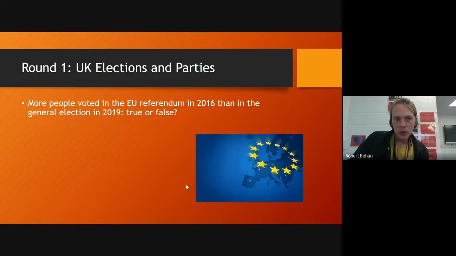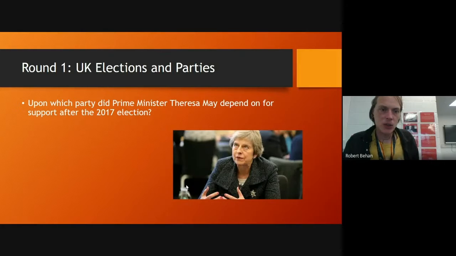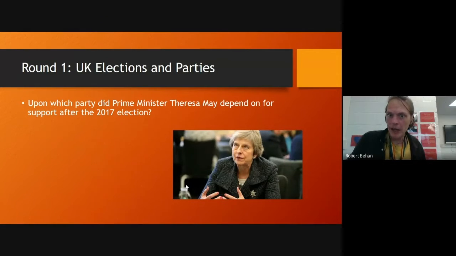And then the final question in this round on elections and parties is, in 2017, Prime Minister Theresa May squandered her government majority by going for an early election. When those election results came through, she didn't have a government majority anymore. She depended on the support of a small party. Which party was it? Which party did she need support from in order to run her government?